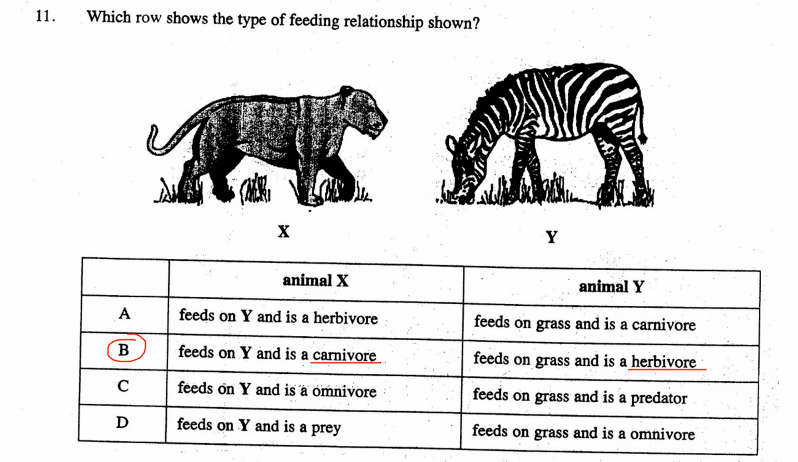All right, are we done with this question? Can we move on to the next one? So this is, yes, okay. So this is saying that, what is the carnivore? X. What is the herbivore? The zebra. Why?